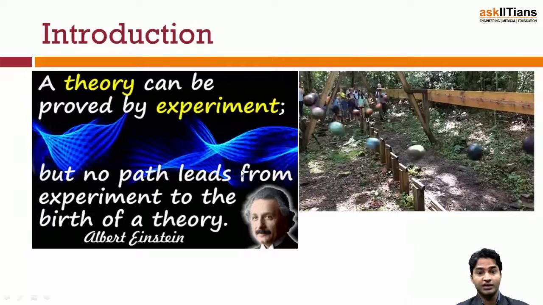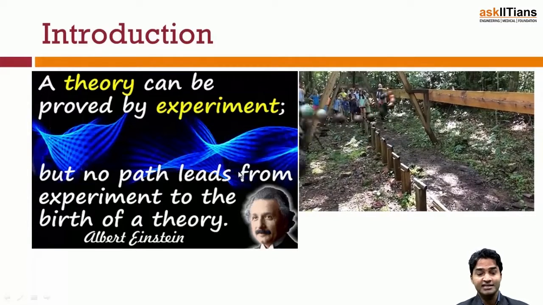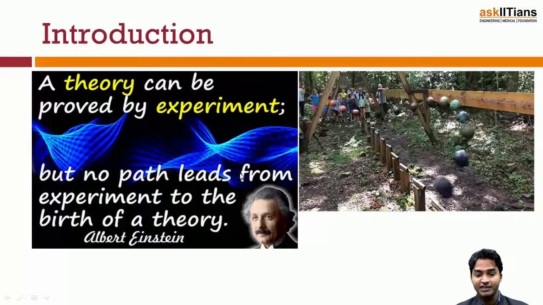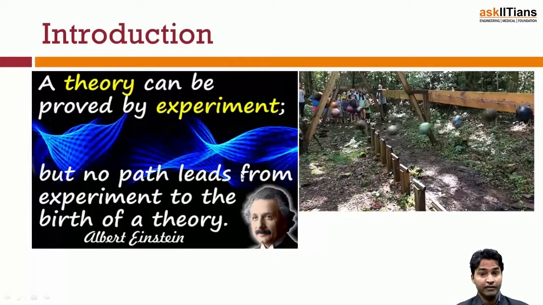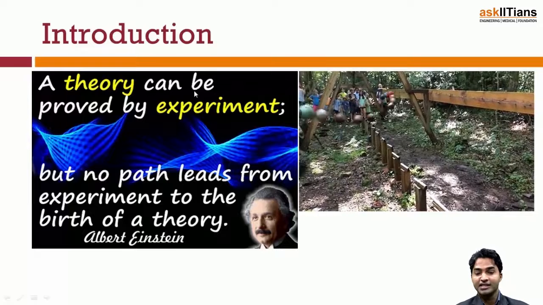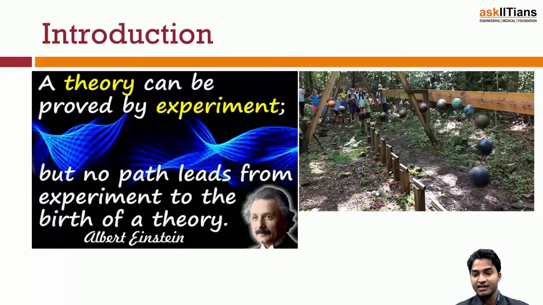And we can start with the Einstein statement. He said a theory can be proved by experiments, but no path leads from experiment to the birth of a theory. Of course, we can signify the mean. We can see the oscillations occur in the diagram. Oscillation can be seen over here. So we can say it is a type of oscillation. It is just a practical phenomenon. That's why we develop a theory of oscillation.